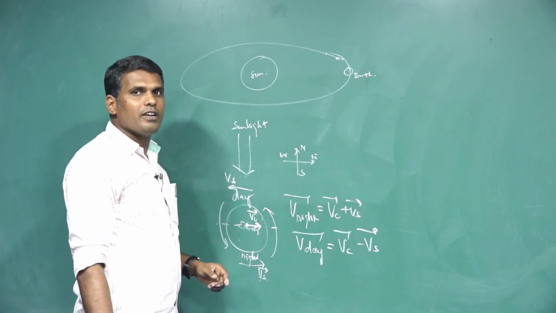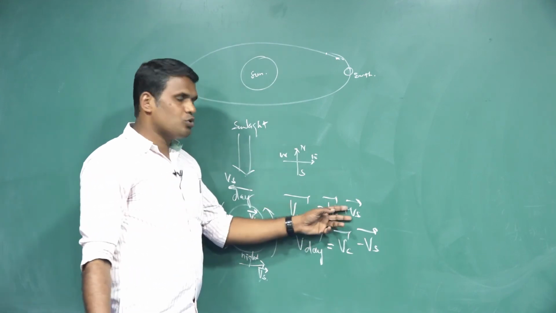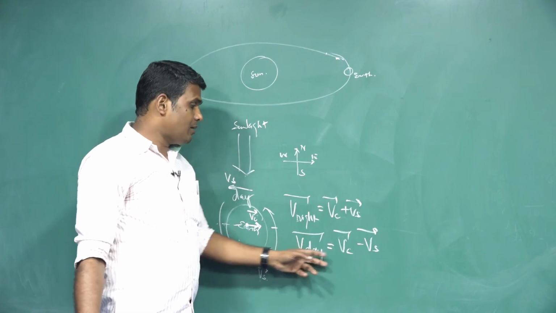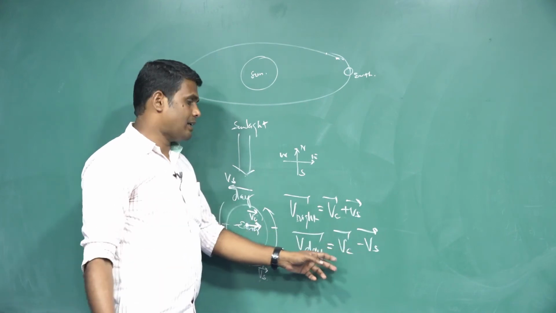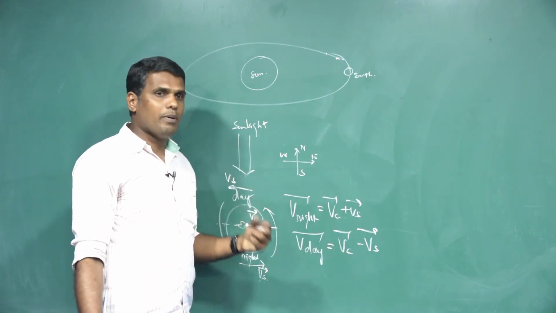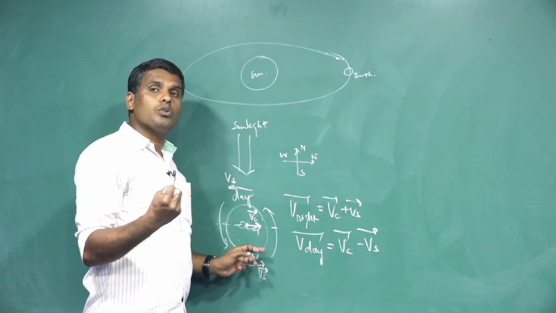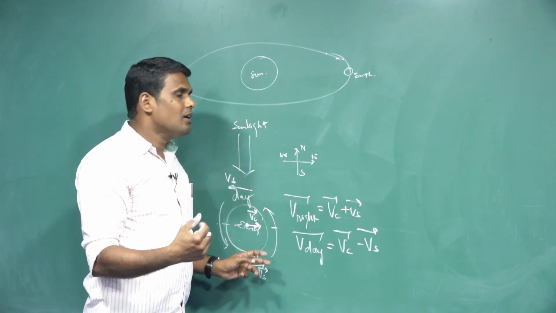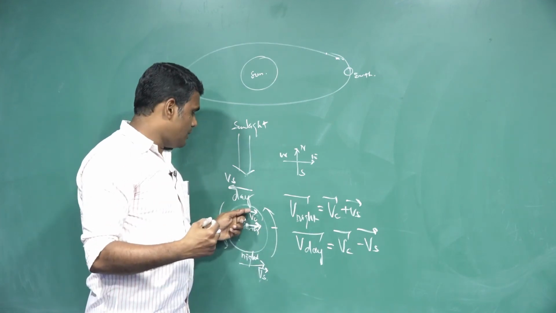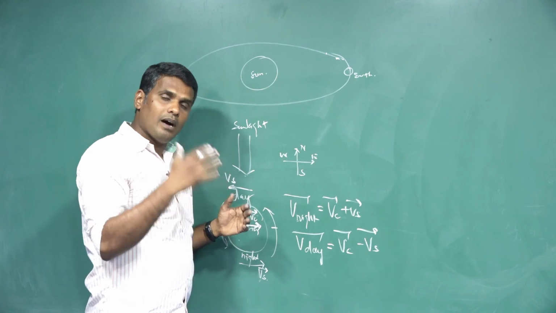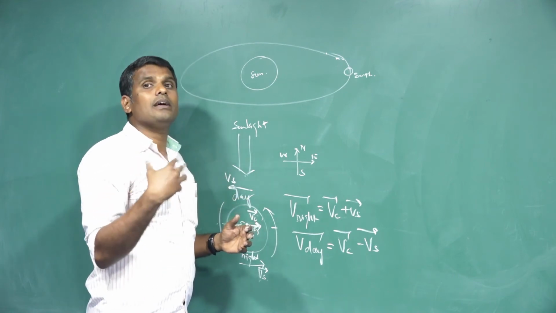Vc vector minus Vs vector. During night time, these two velocities get added up. During daytime, the difference of these two velocities is taken. So what will happen? During night time, the objects on the surface of Earth move with a greater velocity when compared to the objects moving on the same surface of Earth during daytime.